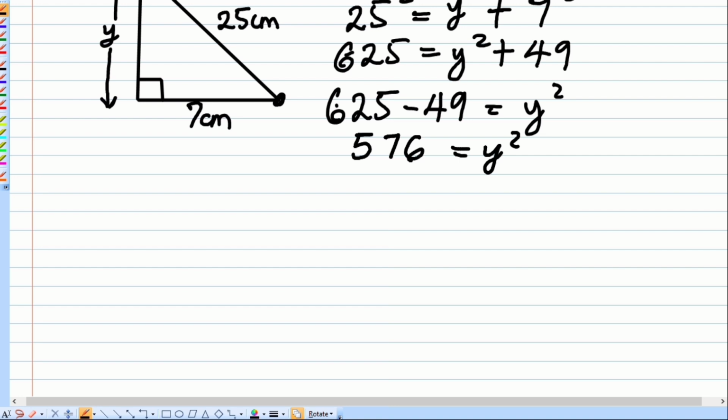So to get y, just get rid of the square, we're going to take the square root of both sides. So if you take the square root of y squared, you have y, and then the square root of 576. So what's the square root of 576? The square root of 576 is 24. But most times, when we have larger numbers and you don't know the square root, you can actually solve and find the square root. So let's learn how to do that.